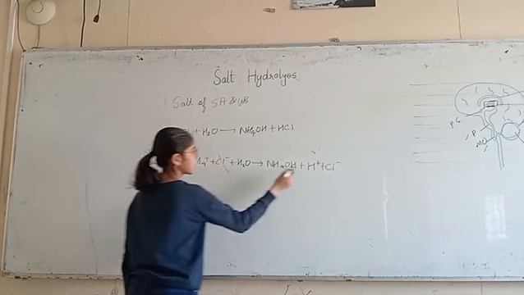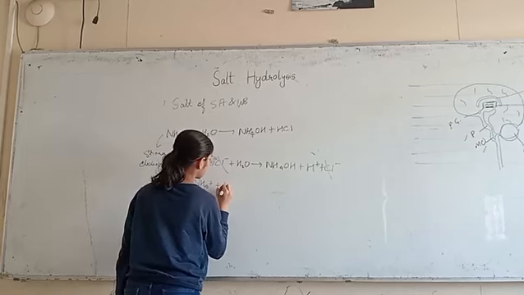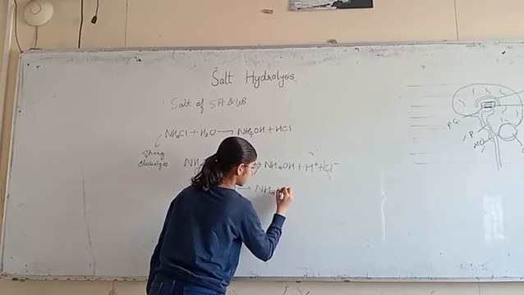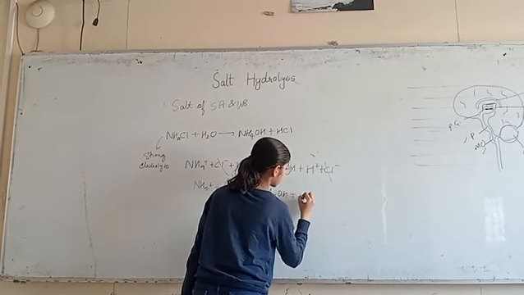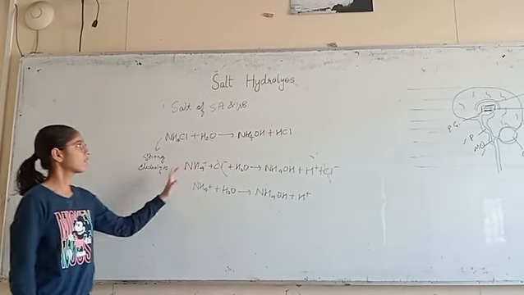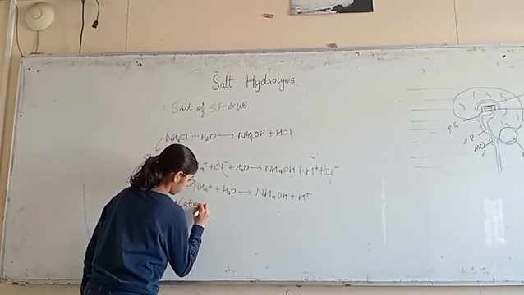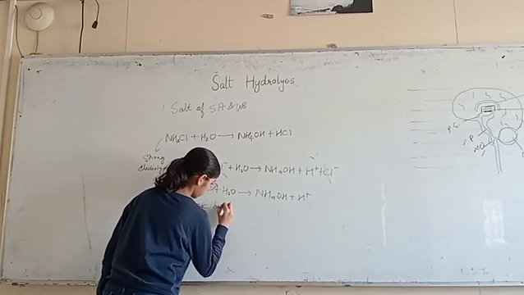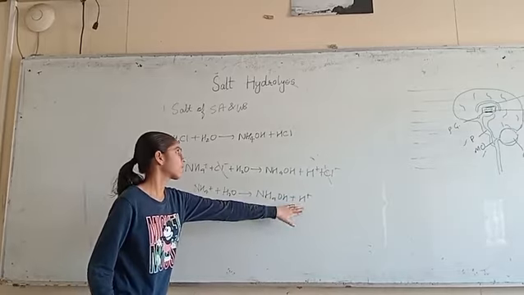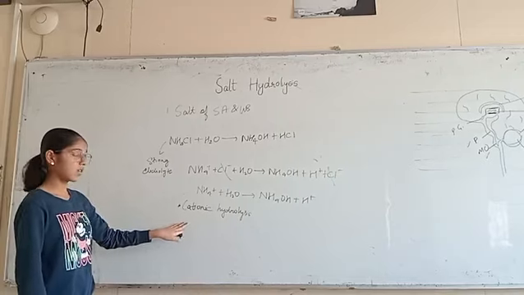Here we can cancel out Cl minus and we are left with NH4 plus. Since there is the presence of positive ions, we can see this is a cationic hydrolysis. And due to the presence of H plus, and since a strong acid is added, we can say this is acidic in nature and its pH is less than 7.